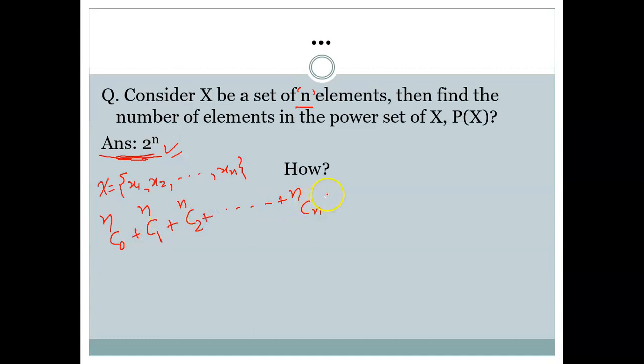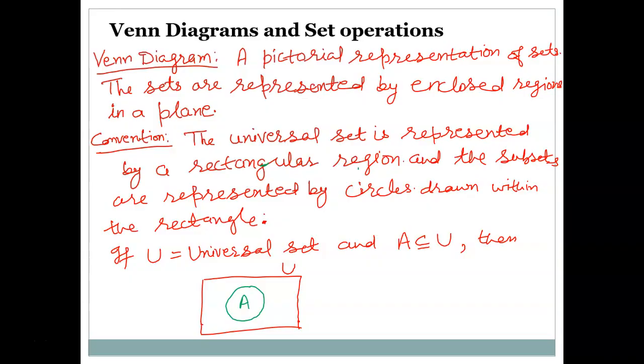And from the knowledge of permutation and combinations, you know the value of this is 2 raised to power n. That is how you can see that if X has n elements, then the number of elements in the power set of X is 2 raised to power n.